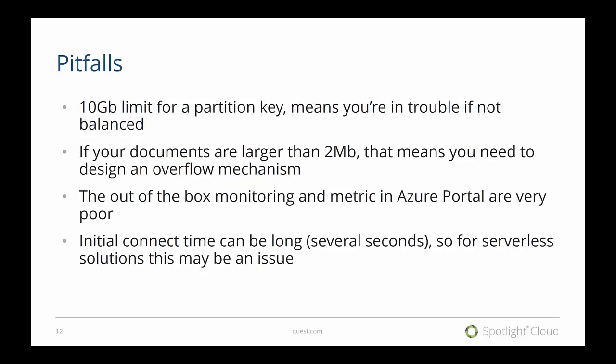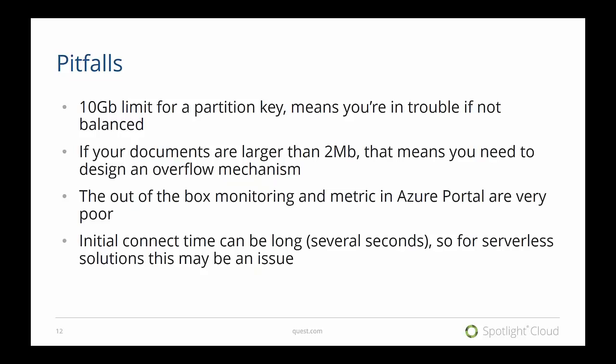If your documents are larger than 2 megabytes, you'll need what's called an overflow mechanism. Cosmos will only write documents up to 2 megabytes in size. But you can store it in something called blob storage, or they have an attachment server as well. But you have to roll your own. So if you're going to overflow, it's worth having another look at whether you can split your documents up or something.